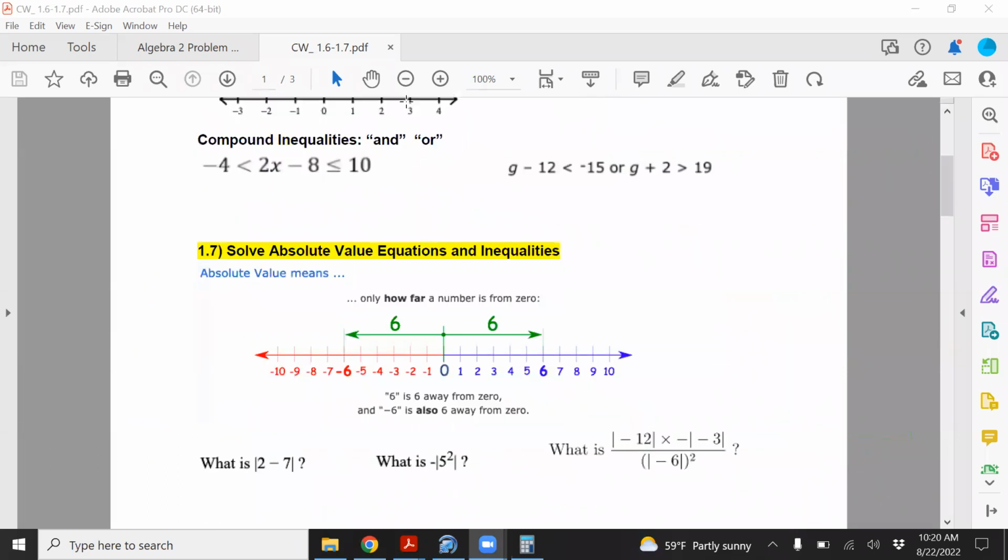All right. Now, these guys. What's happening here is you've got two inequalities going on at once, right? So this is going to be an and situation. That's going to be an or situation. I like to think of this as kind of a play on words, but it's kind of like sandwiched in between two numbers.